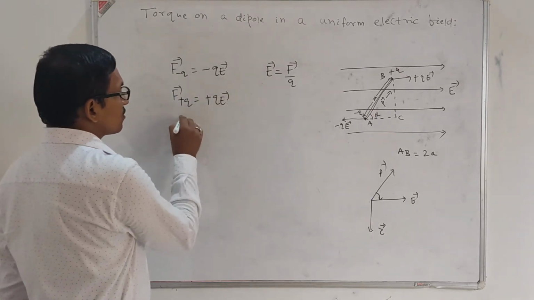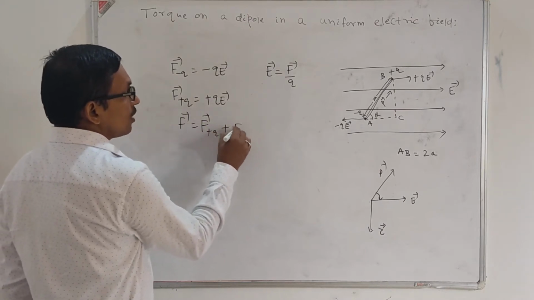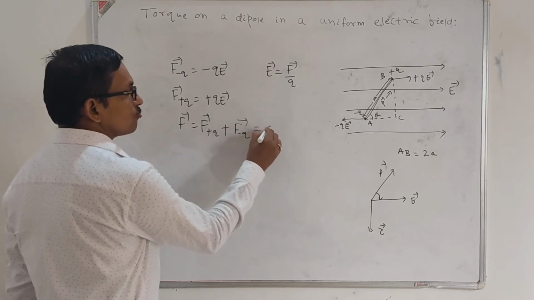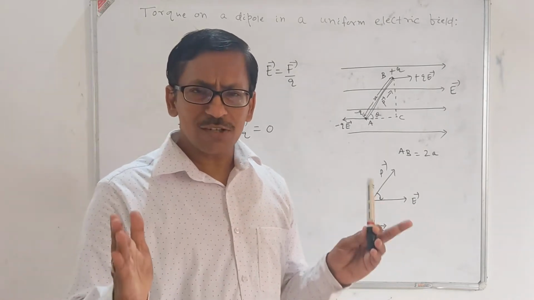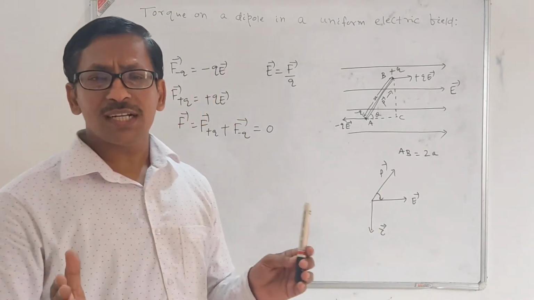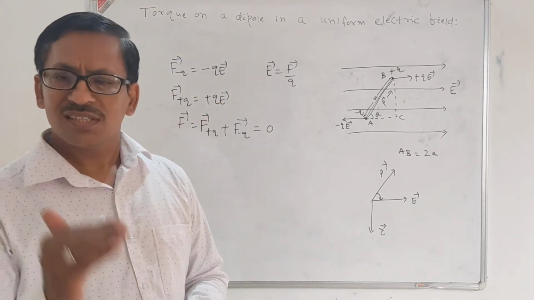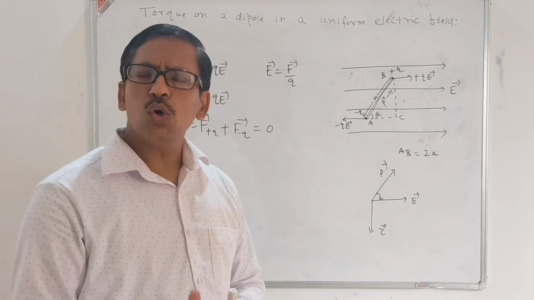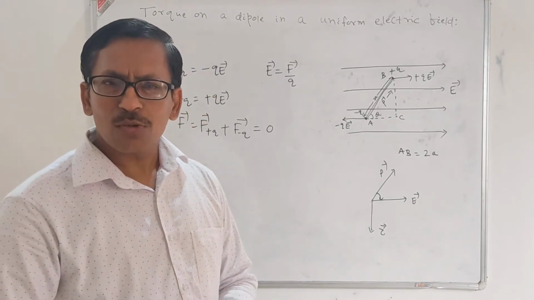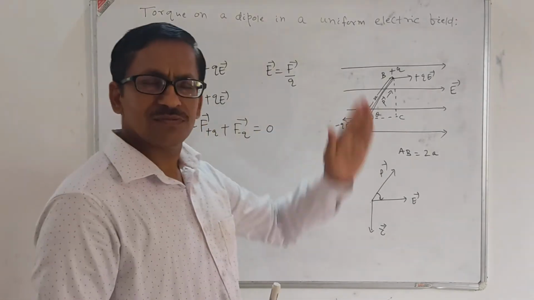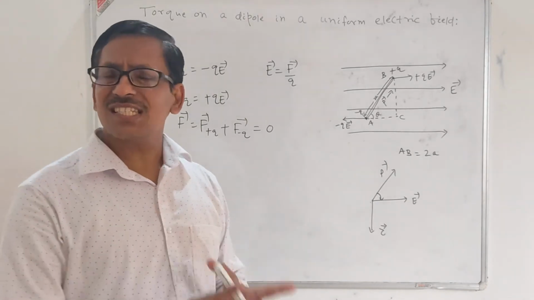What is the net force? The net force is equal to F plus q plus F minus q is equal to 0. So the net translatory force acting on the electric dipole in a uniform electric field is 0. That's why there is no translatory motion. No translatory motion means the dipole will not move. It will not have any translatory motion because the net translational force is 0.